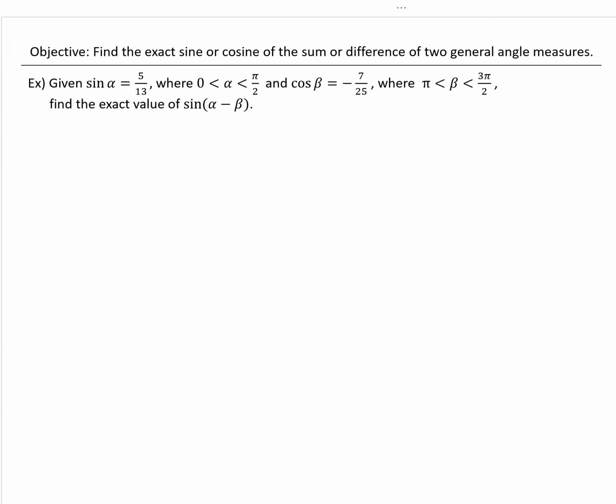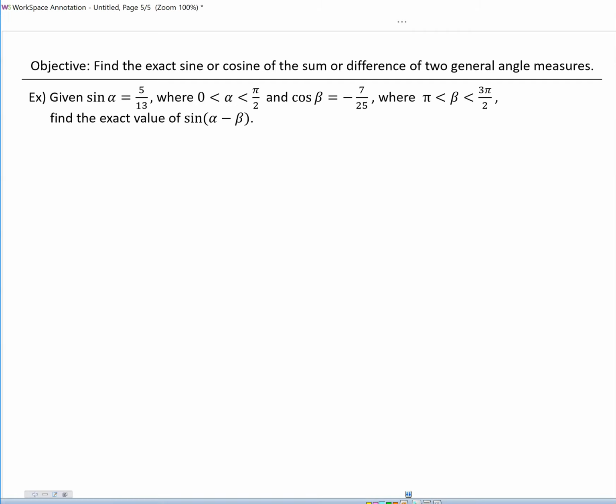All right, so here is our first example. So notice what we're given. We're given sine of angle alpha. So we have no idea what angle alpha actually is, and for a problem like this, we don't need to know alpha. What we do know is that angle alpha is between 0 and pi halves radians. So we have to understand that puts it into quadrant 1.